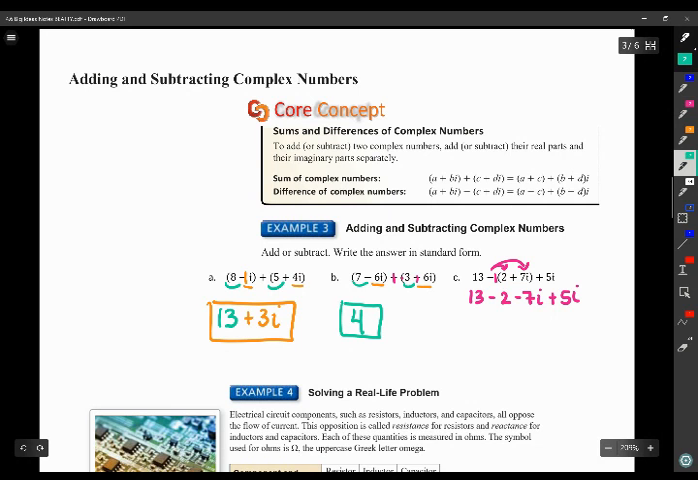We're going to do the real parts. So 13 minus 2 is 11. And then you're going to do the imaginary part. So -7 plus 5 is -2i. And this is my solution.